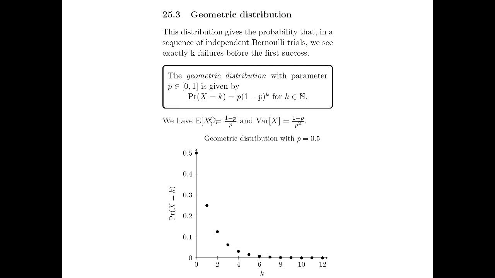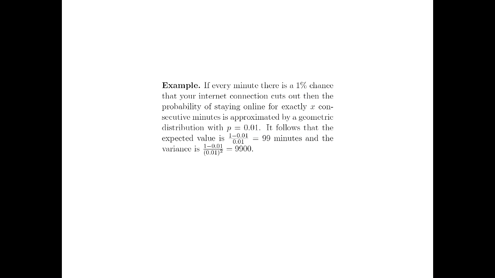And it turns out these are slightly trickier calculations, but the expected value for a geometric distribution is going to be 1 minus p on p. The variance is going to be 1 minus p on p squared. Right? So just depending on our parameter p.